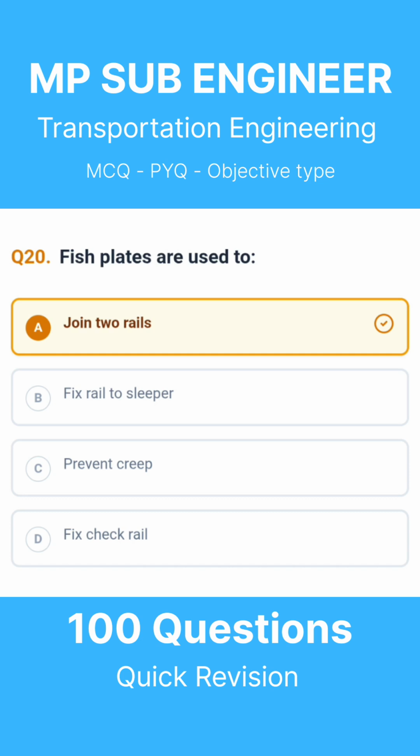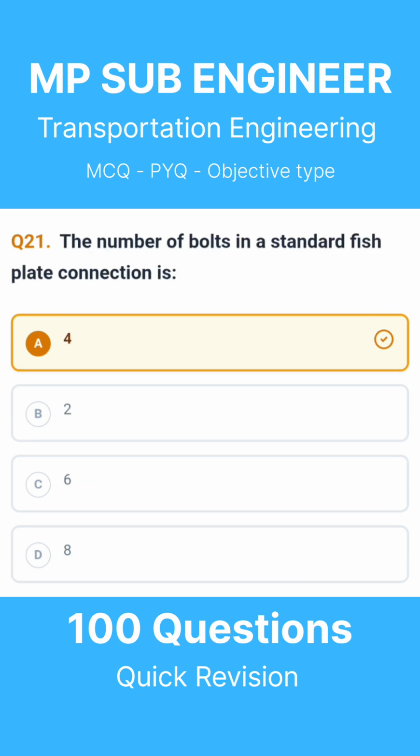Question 20. Fish plates are used to. The correct answer is join two rails. Question 21. The number of bolts in a standard fish plate connection is. The correct answer is 4.